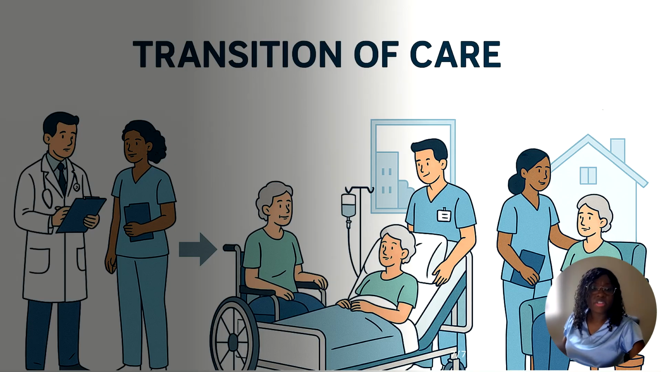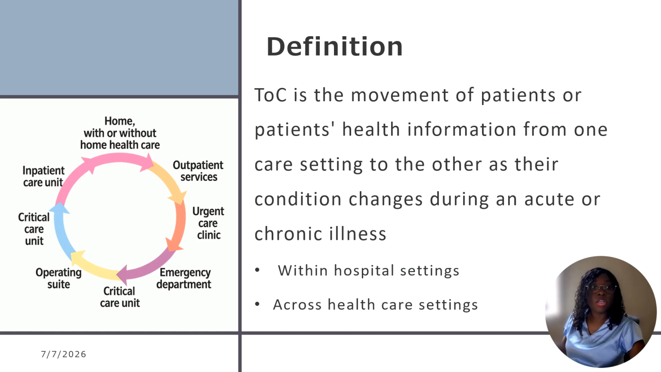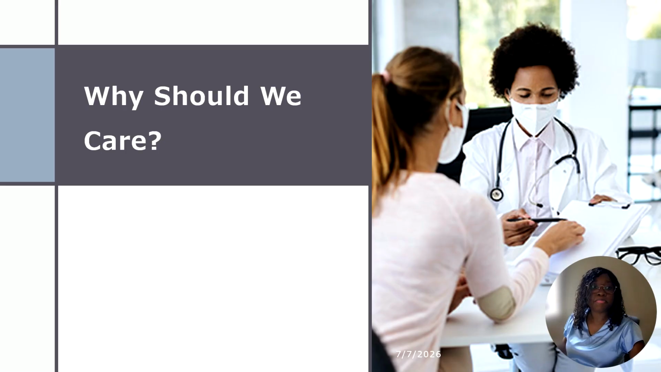Now, let's define transitions of care. Transitions of care refers to the movement of patient or their health information from one care setting to another as their condition changes. The movement can be within the hospital setting, in other words, from the intensive care unit to regular floor, or from regular floor to the cardiac unit. It could also be a transfer across the healthcare settings, in other words, from outpatient to inpatient settings, or from an urgent care setting to an inpatient setting, or from inpatient care settings to an outpatient care setting.